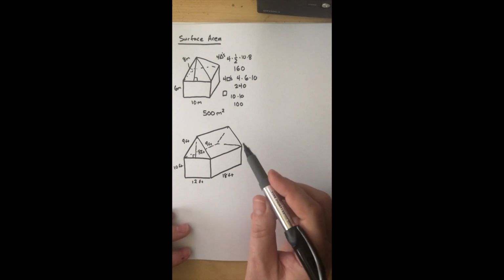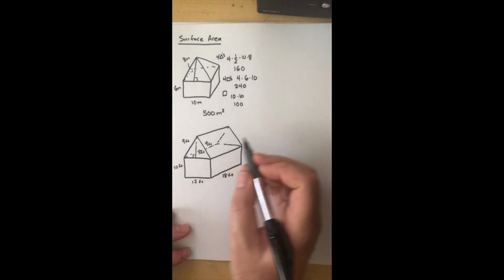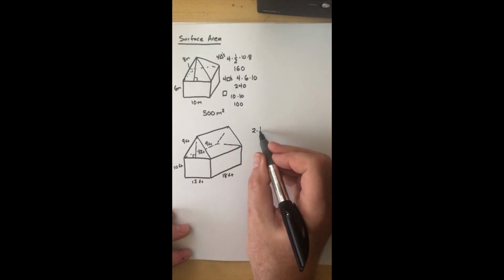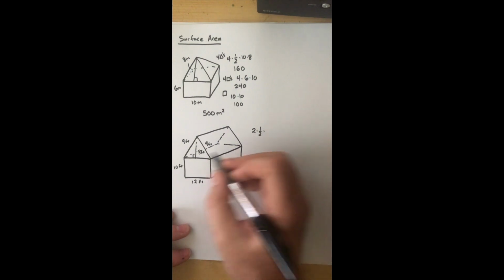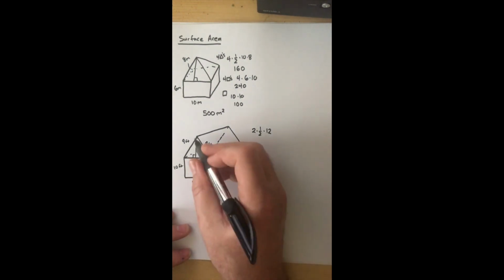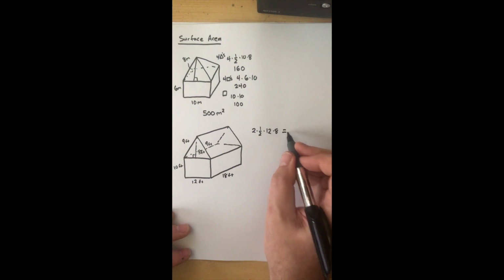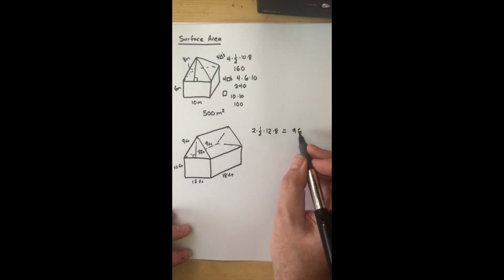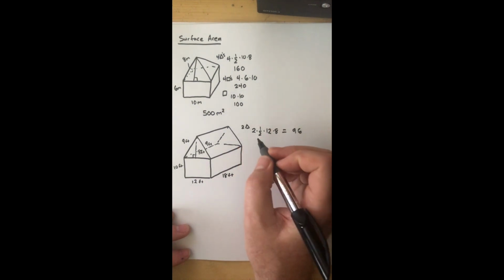Ready? Here we go. I'm going to do the front and the back triangles. There are 2 of them, so they're canceling out that half, so it's basically the base, which is 12, times the height of 8. So that equals 96. Those are my 2 triangles.